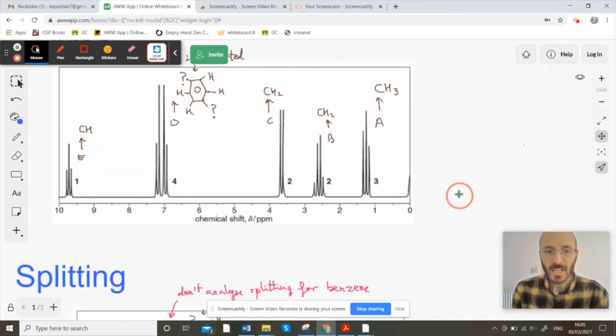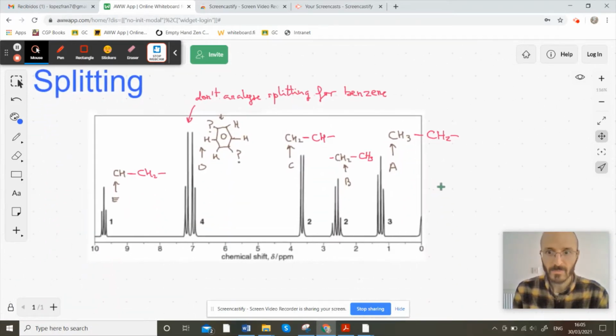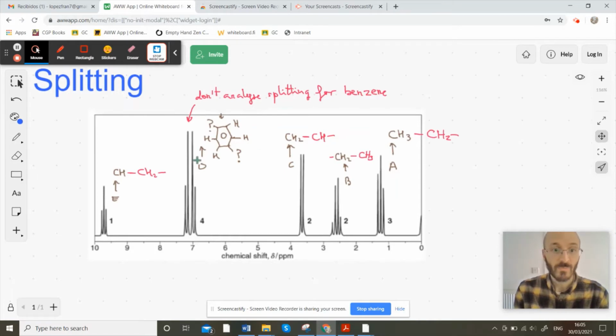After the area, I would analyze the splitting. Really helpful. So, a triplet means that peak A is next to a CH2. Quartet, peak B is next to a methyl. Doublet, CH. For the benzene ring, do not analyze the splitting pattern. We cannot interpret it. It is beyond the A-level specification. And for peak E, it's a triplet, so next to a CH2.